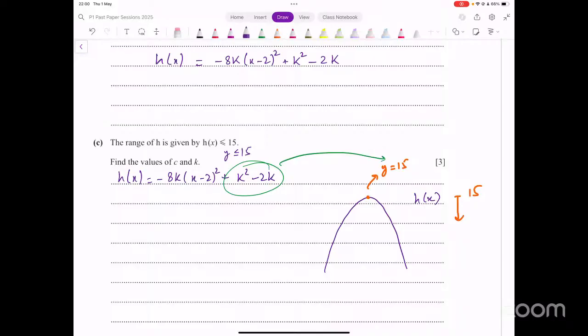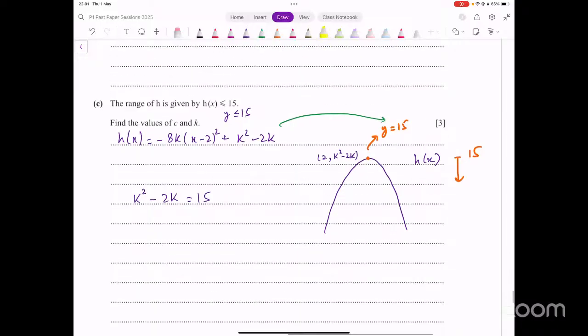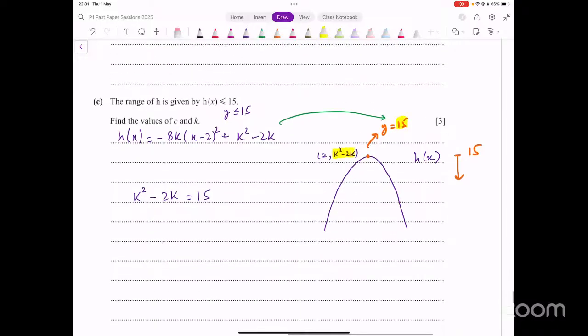So we get an equation from this. k squared minus 2k equals 15, right? The turning point coordinates, according to this equation, what would they be? Put x minus 2 equal to 0, that gives x equals 2. So the x coordinate is 2. What about the y coordinate? The expression outside the brackets, that's k squared minus 2k. That's the turning point. They said it should have been 15, so we equate these two things.